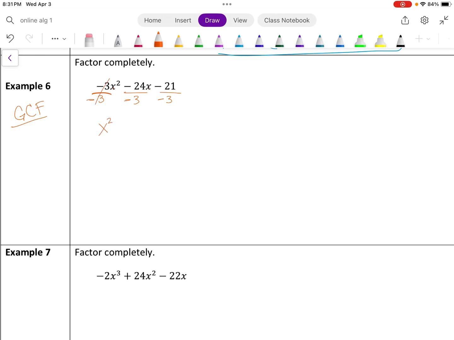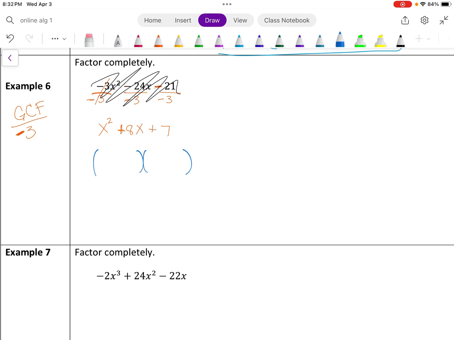Well, negative 3 divided by negative 3 is just 1. Negative 24 divided by negative 3 is a positive 8. Notice how my sign flipped. It was negative, now I'm adding. A negative 21 and a negative 3 is plus 7. It was subtracting, now it's adding. All right, so I'm going to put my GCF over here so I don't forget about it. Remember, that's got to be part of my final answer. And now I'm going to factor x squared plus 8x plus 7.